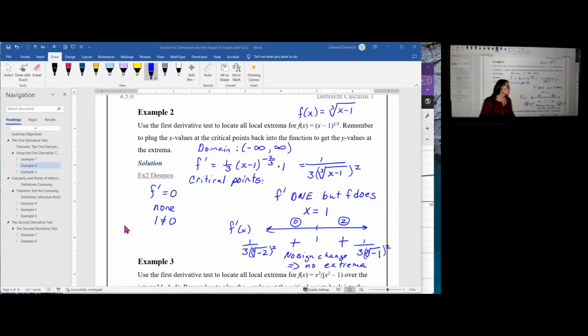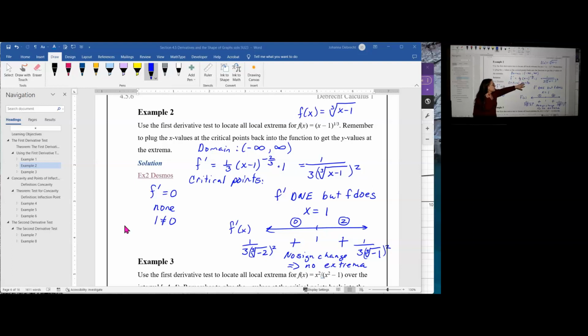Let's look at example 2. This is the cube root of x minus 1, which has a domain of all reals because cube roots apply just as well to negatives as to positives. The derivative can be found by using the power rule and the chain rule.